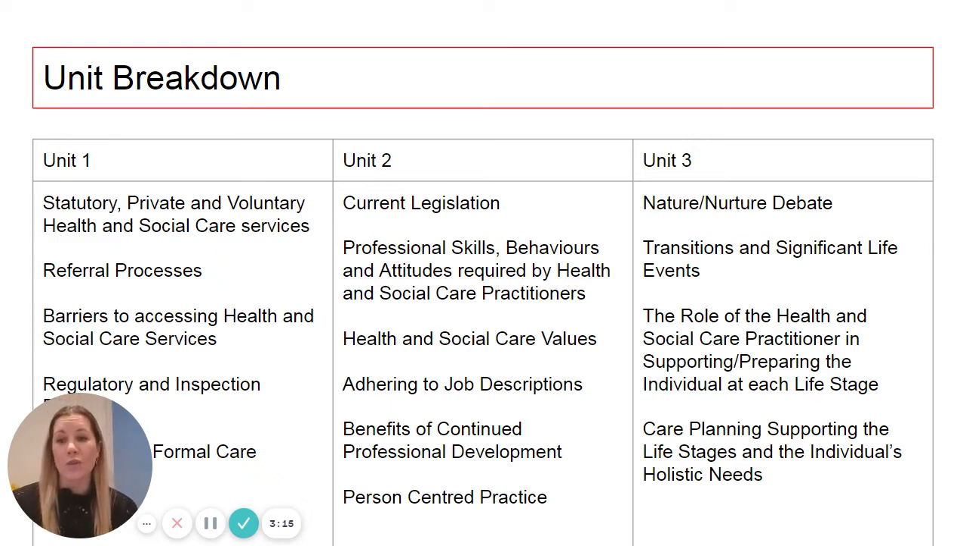So, for example, looking at regulatory and inspection bodies in Unit 1, we'd be looking at things like the Care Quality Commission and Ofsted, how they regulate education and how they regulate hospitals, for example. You would then build on that in Unit 2 because a lot of that is governed by the legislation, i.e. the law. And then in Unit 3, you would have to think about those regulatory bodies, what they're asking you to do, the law that guides you, and how you would use that to make sure that your care planning supports the individual through their life stages and meeting their holistic needs. So in health and social care, we look at the individual in terms of their physical, intellectual, emotional, and social development.